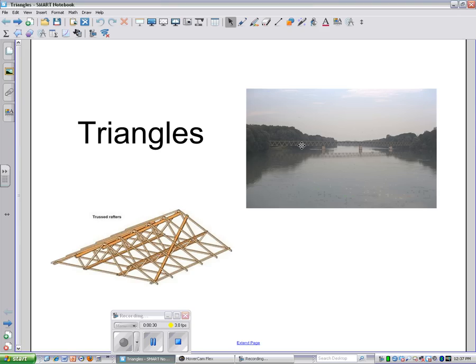And this bridge back here, bunches of triangles that make the bridge strong enough for trains to go over, even though there's a big long span in between the real supports. So triangles, they're good for you.